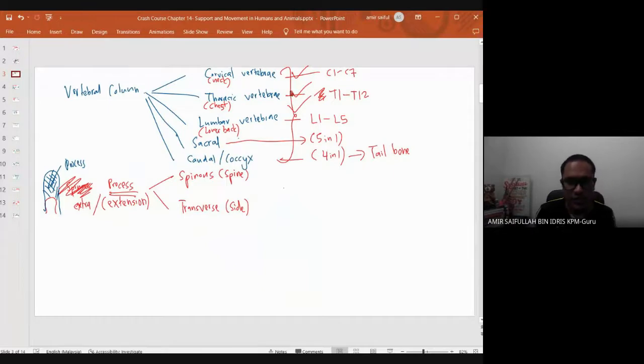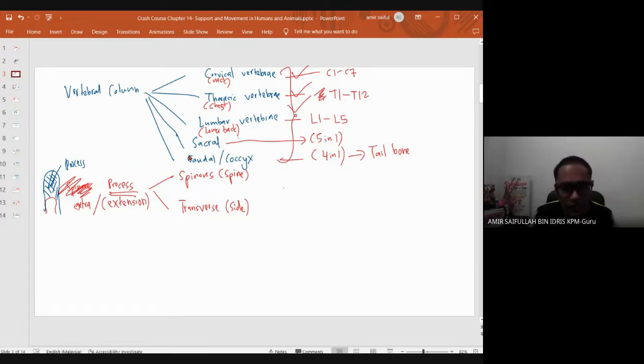So C1 to C7, T1 to T12, L1 to L5. Sacral are 5 bones. They are 5 bones actually. But as you grow older, they fuse. They connect together to become only one bone. So dia hanya ada satu saja. That's why no S1, S2, S3. Tak ada. Dia hanya satu saja, sacral.